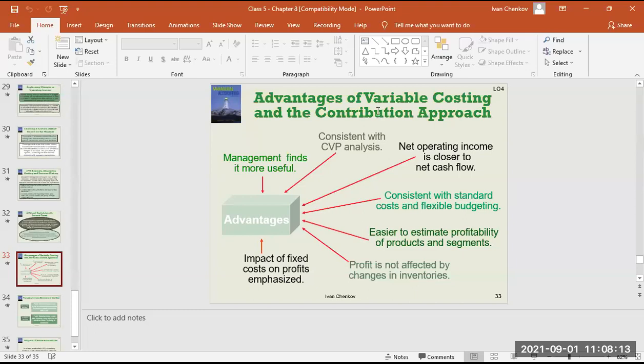What are the advantages of the variable? Now, when we're using the variable, management finds it more useful because they can apply cost volume analysis, can calculate the break-even, sales to the break-even, and all those. Net operating income is close to the cash flow, consistent with standard cost and flexible budget. Easier to estimate the profitability. Profit is not affected by the changes in inventory, and the impact of the fixed cost in the product is emphasized.